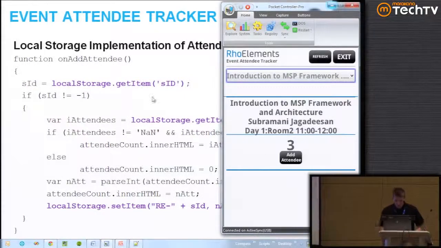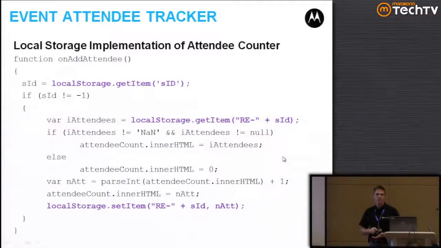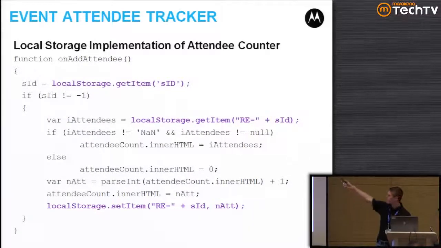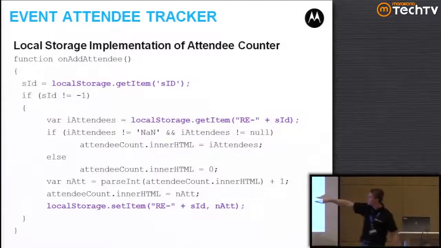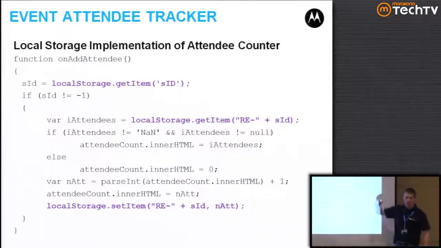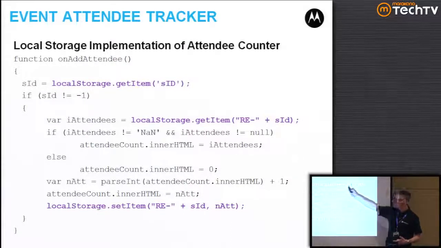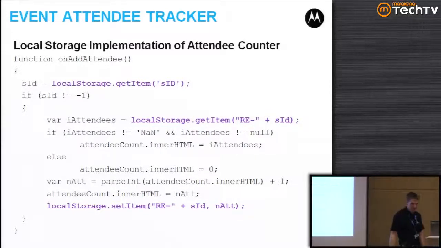So if I just show you, this is the code which executes whenever you press the add attendee button. So get item, SID is the combo box, the drop down, the currently selected item, and then get item for RE dash. All the keys, the names of the count of attendees in each session, are just RE dash and then the session ID. So it gets it, does some error checking, adds 1 to it, and then outputs it on the screen.